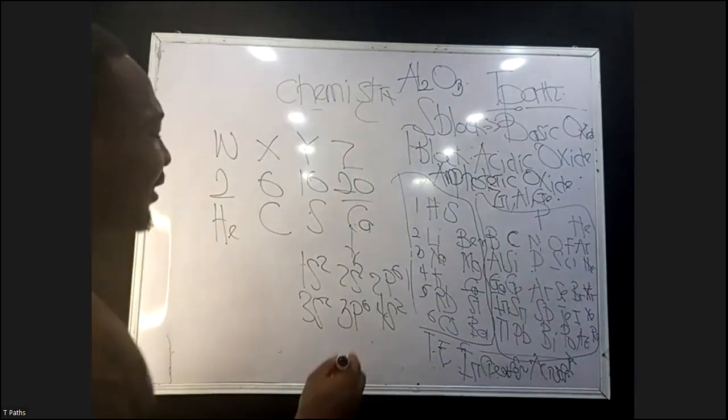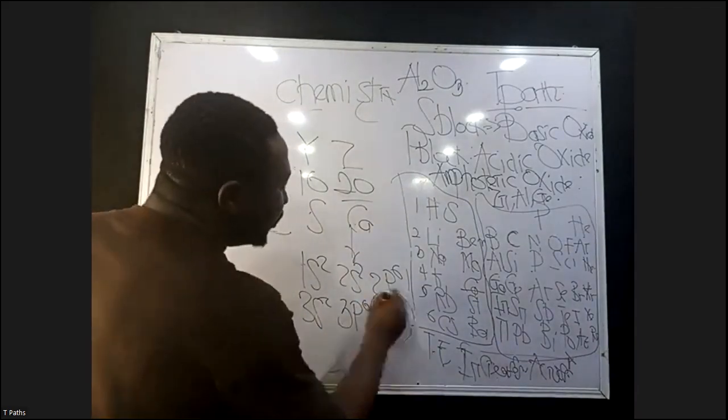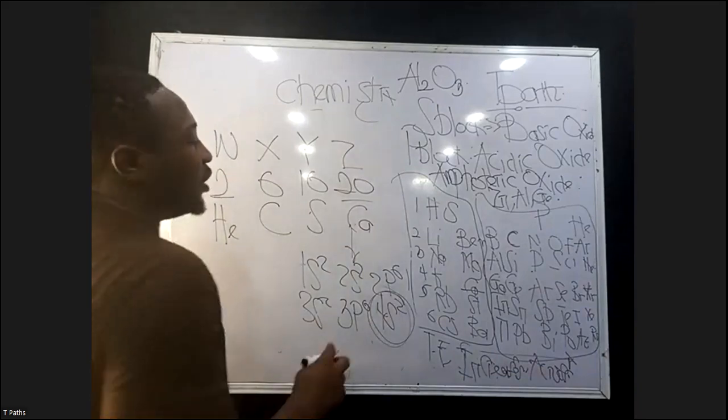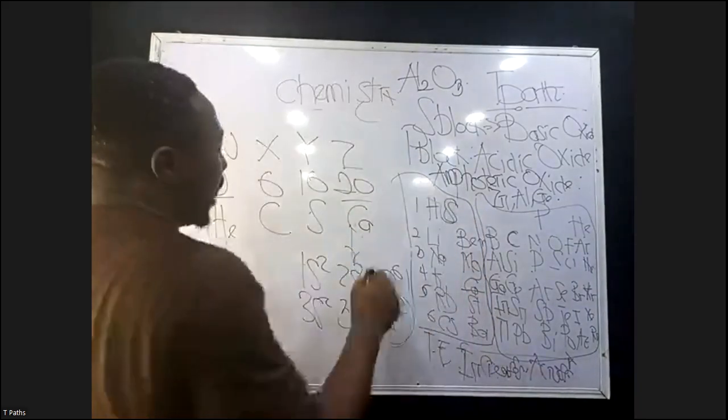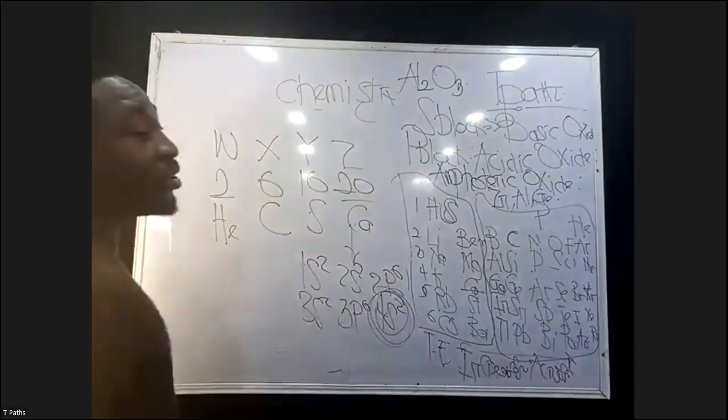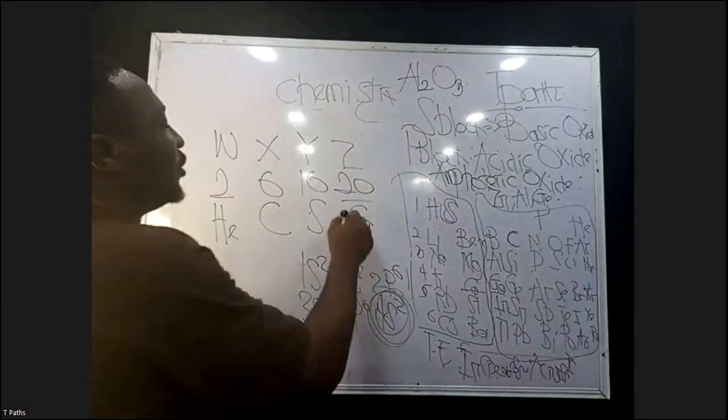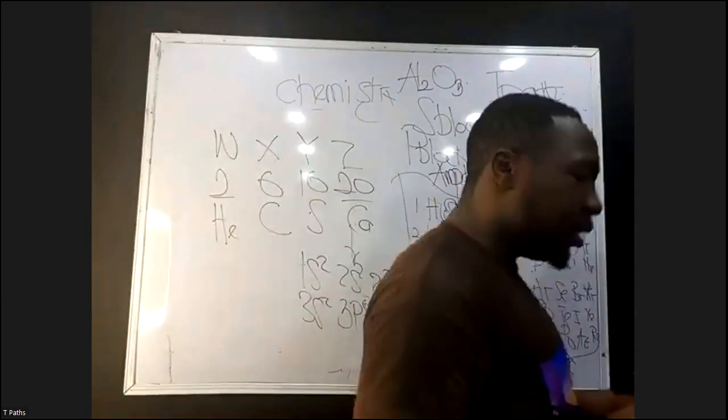So you can see that the outermost shell is s2. That tells us that it is found in the s block, and that s block is filled with elements that are metals. So the answer is Z.